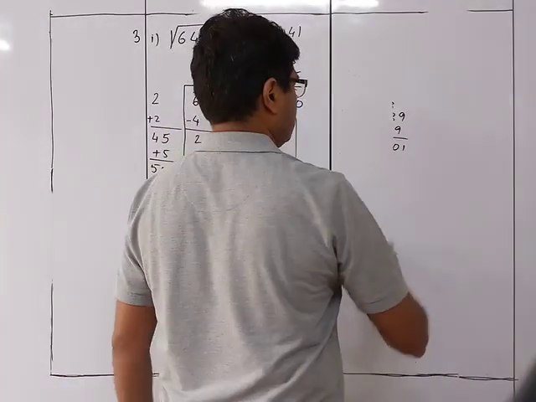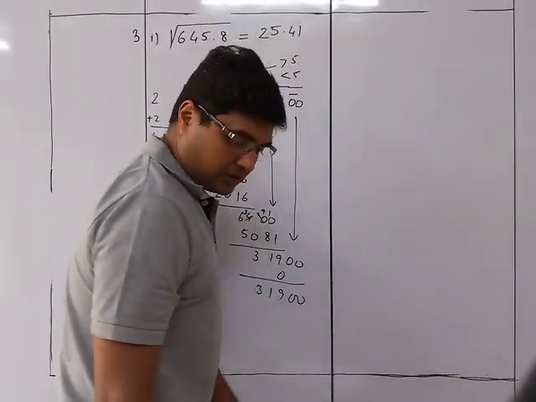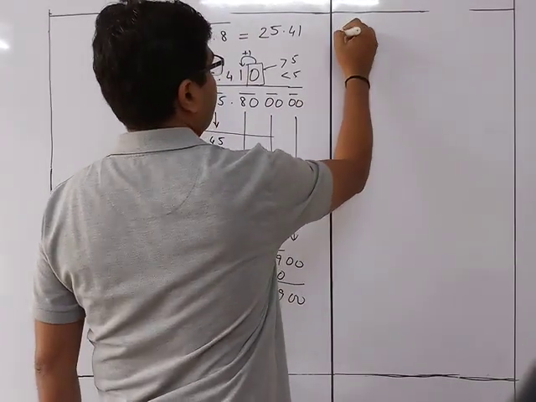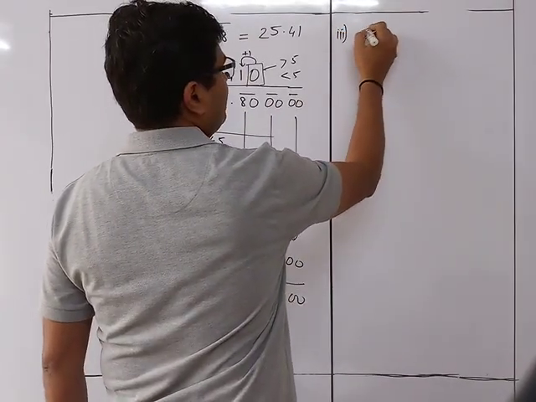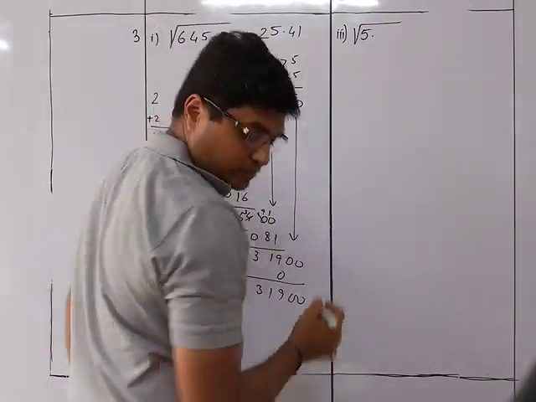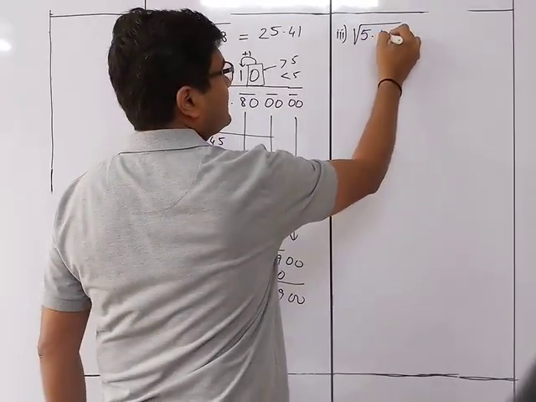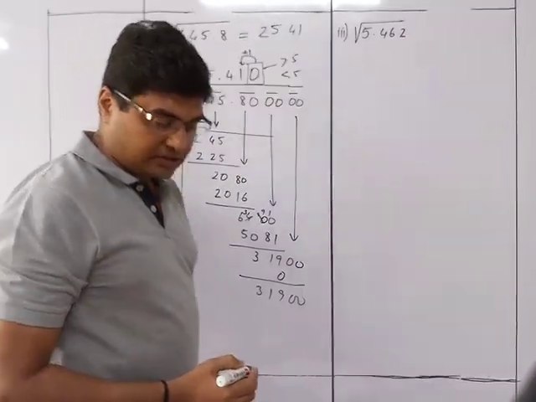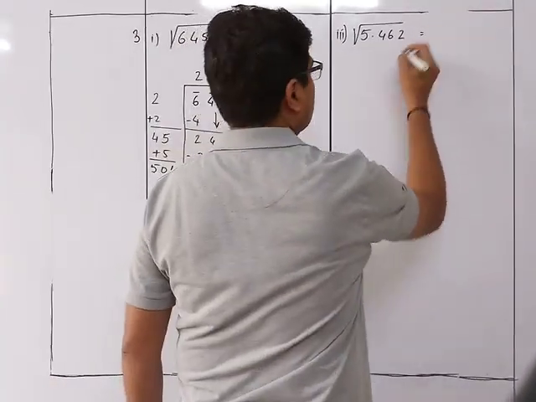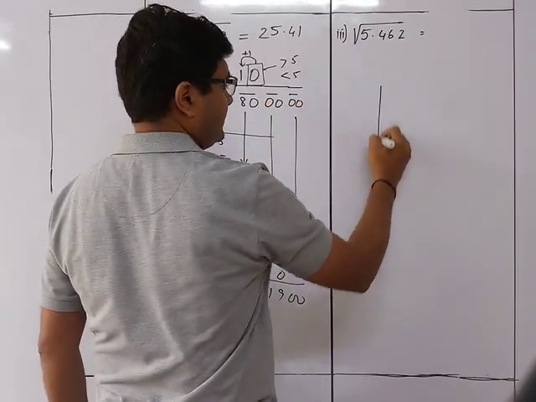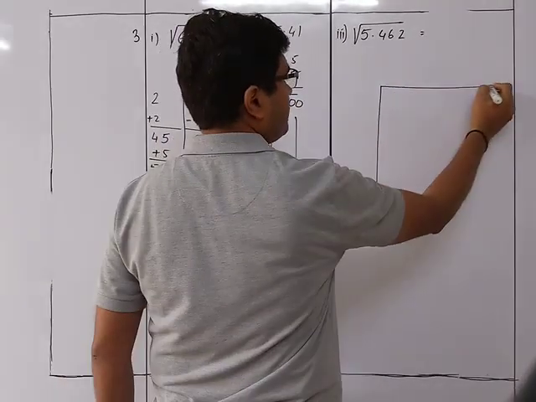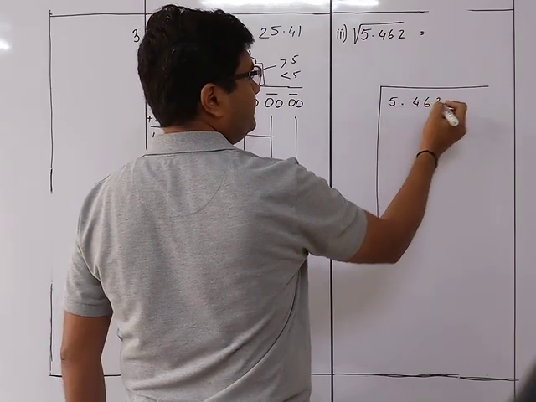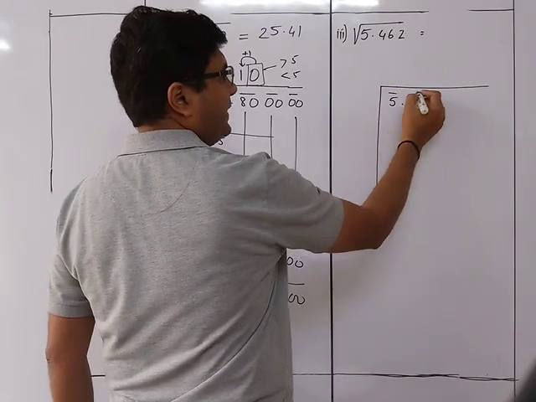Now we see another question, that is question number third. The question is, we need to find out the square root of 5.462. The same way, you are going to take the lines here. This is 5.462. I wanted, so this is the pair, this is one pair.